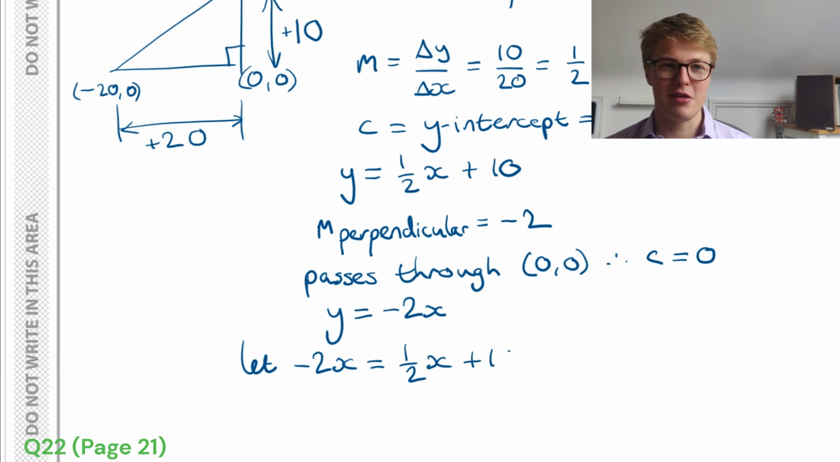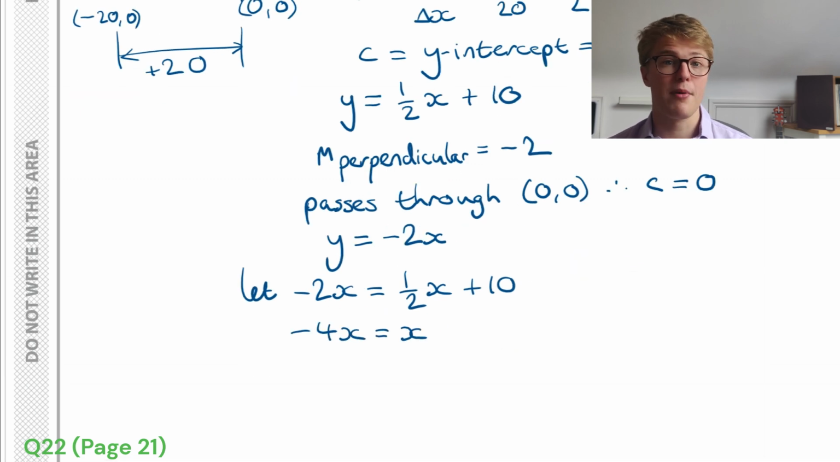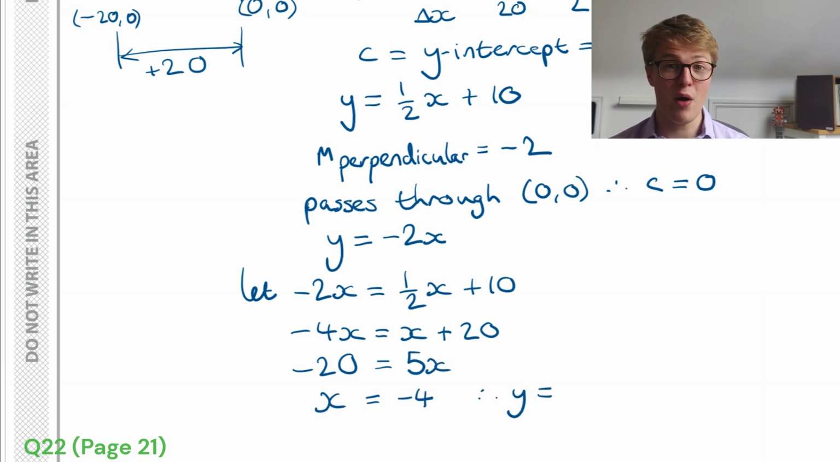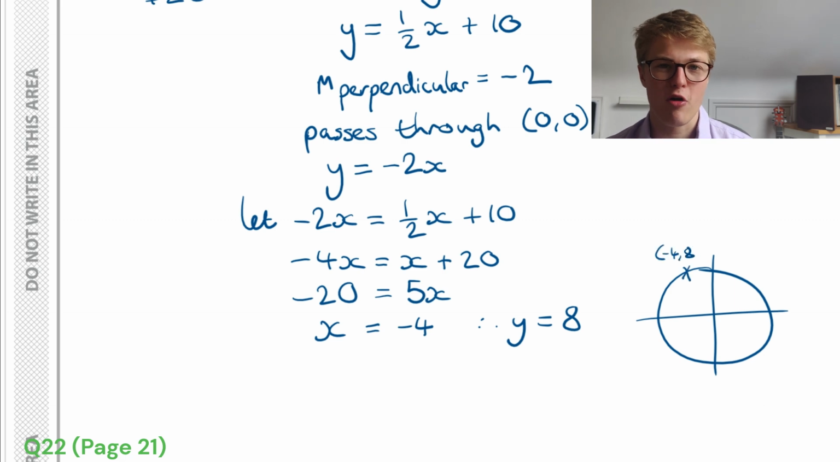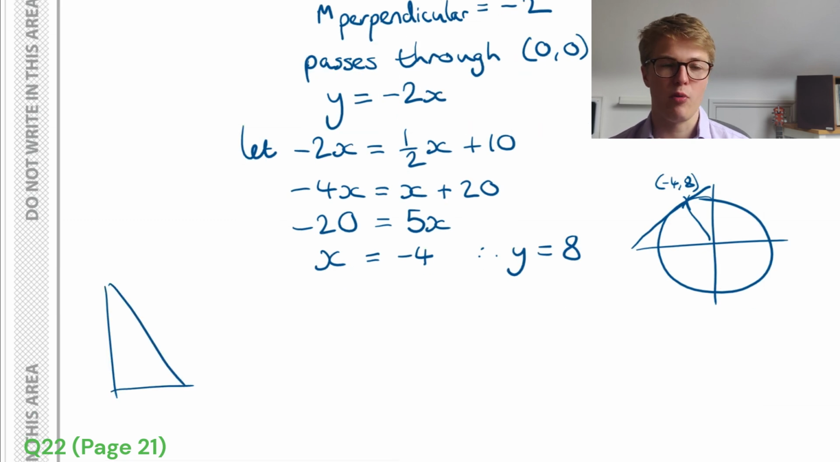So we have minus 2x equals a half x plus 10. We multiply both sides by 2, and that is minus 4x is equal to x plus 20. Minus 20 is equal to 5x, so therefore x is equal to minus 4, and therefore y is equal to 8 when we substitute into our equation for y equals minus 2x. So as you can see on this graph here, (-4, 8) is going to be the point where all of these lines meet.